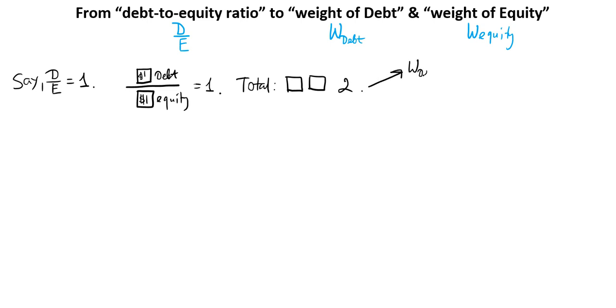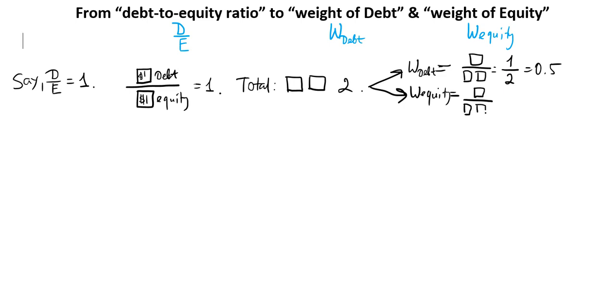So weight of debt, what is it equal to? Weight of equity, what is that equal to? Weight of debt is basically 1 out of the total, 1/2, right? So 1 over 2, or 0.5. And the weight of equity is also 1 box out of a total of 2 boxes, right? So 1 over 2 boxes. So again, 1/2 or 0.5. So 50% and 50%.